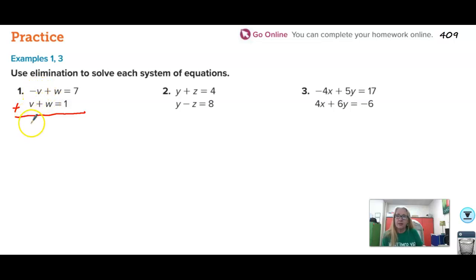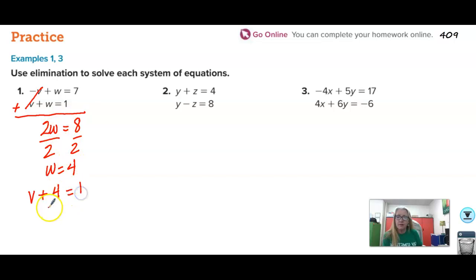Add the negative v to the positive v, and that gives you 0. W plus w is 2w equals 7 plus 1 is 8. Then you divide both sides by 2 to get w by itself, and you get w is 4. Now, we still need to know what v was, so I'm going to substitute 4 for w in this equation, which gives me v plus 4 equals 1. If I subtract 4 from both sides, I get that v is negative 3.